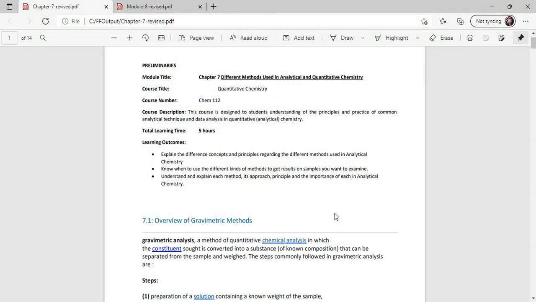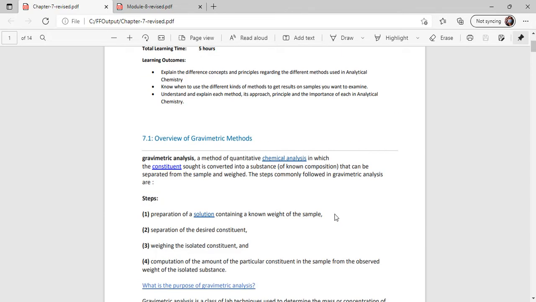Okay, good day class. So we are now on the last or second to the last chapter or module for our quantitative chemistry. So we already discussed how to gather samples, di ba? Your different paths or plans to secure and also preserve all your samples. So now let us go to our tests or procedures to perform your quantitative analysis. So you have different methods used in your analytical and quantitative chemistry.